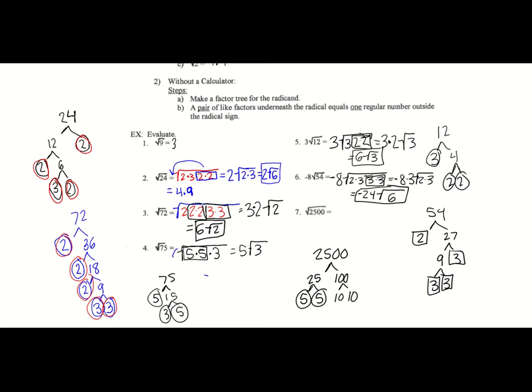Now I can keep breaking those 10s up, but if I have a pair of 10s right here, that means I can take that pair of 10s and bring 1 to the outside. So if I rewrite this as I have it now, I would have square root of 5 times 5 times 10 times 10. I have a pair of 5s, so that brings 1 5 to the outside, and a pair of 10s, so that brings 10 to the outside, and I have nothing left under my square root. So all I have left is 5 times 10, which gives me 50.